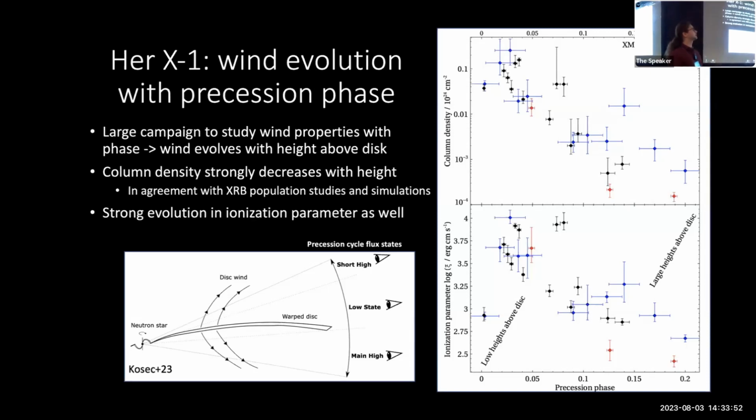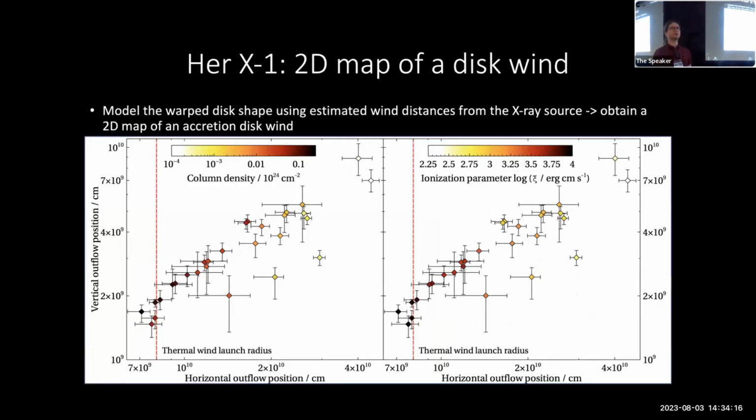But the neat thing is that not only can we track the position of the wind, we can also predict how exactly the warp disk is precessing at each point in time. Therefore, if we can estimate how far the disk wind is from the ionizing source, we can also estimate where our line of sight should intersect the streamline. And doing this calculation for all of the observations that we have, we can create a 2D map of this disk wind.